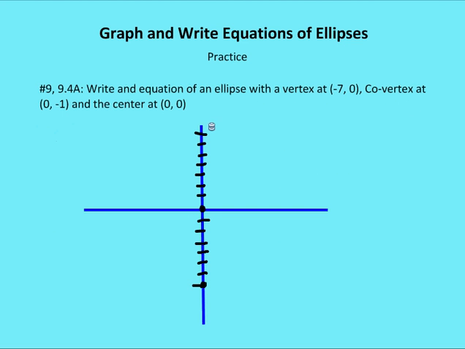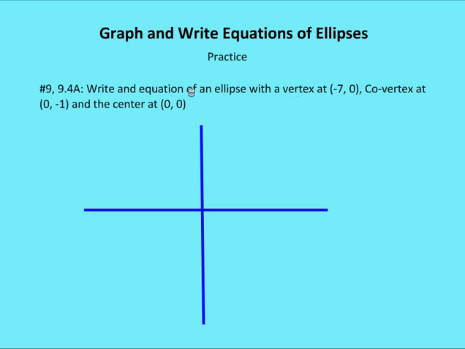Okay, in the last problem, the book is asking us to write an equation of an ellipse with a vertex. This is number 9, so we jumped ahead and now we're coming back. Write an equation of an ellipse with a vertex at (negative 7, 0) and co-vertex at (0, negative 1).